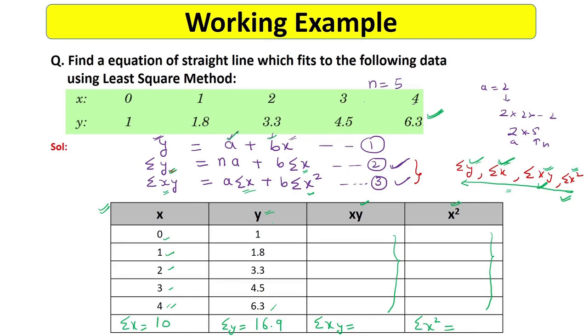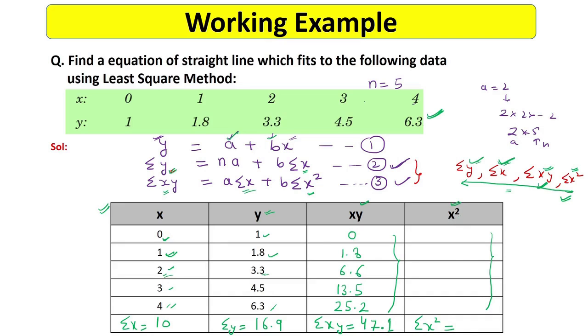So let's see. Here x into y we have to find. Here x is 0, y is 1, so 0 multiply 1 will be 0. Then 1 into 1.8 will be 1.8. Next, 2 multiply 3.3 will be 6.6. And so on, we can find the other values. I have listed the other values also. If we add all these values, 0, 1.8, 6.6, and so on, I will get the summation of xy as 47.1. You can add them and you will see you get this value only.